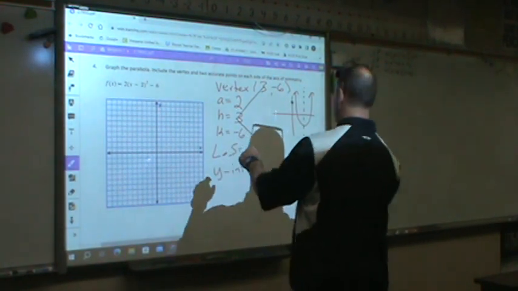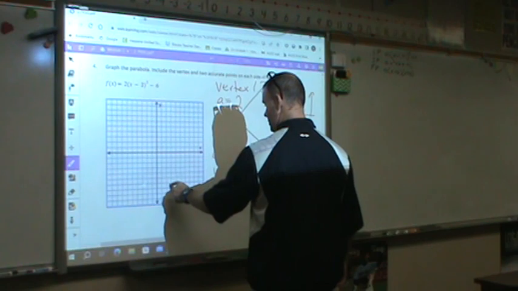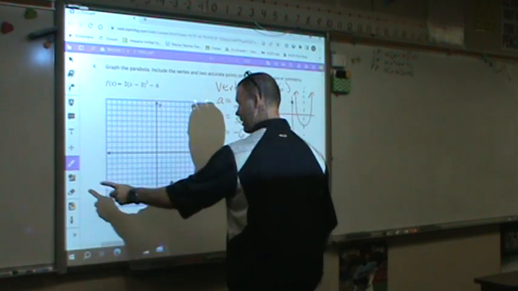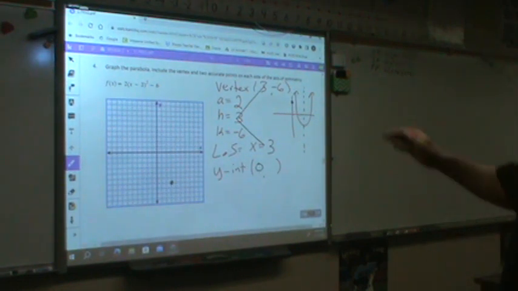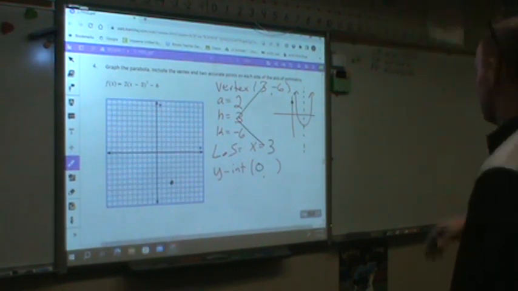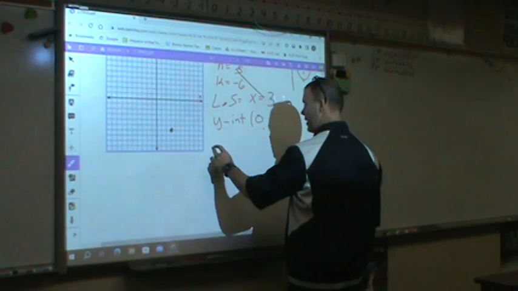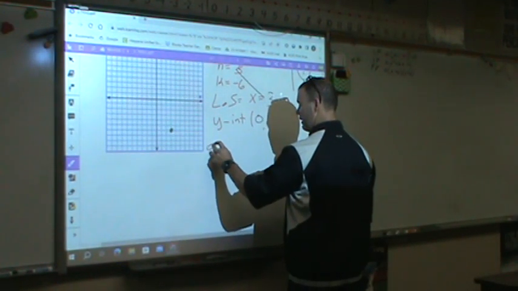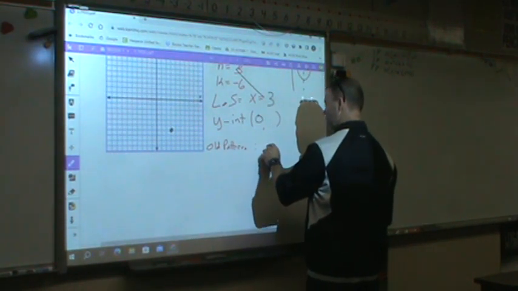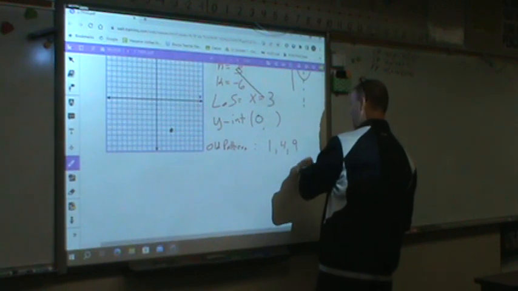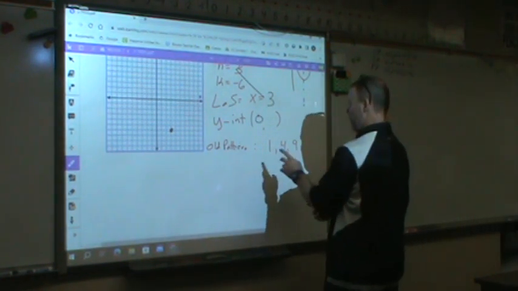So let's graph it. I got positive 3, negative 6. 1, 2, 3, 4, 5, 6, right here. So there's my vertex. Now I need to pick some anchor points. I need to pick 3 anchor points on one side, 3 anchor points on the other. Well, how do I pick anchor points? Anchor points depend on my pattern. So my old pattern is what? 1, 4, 9, if we remember that. Okay? That's my old pattern.